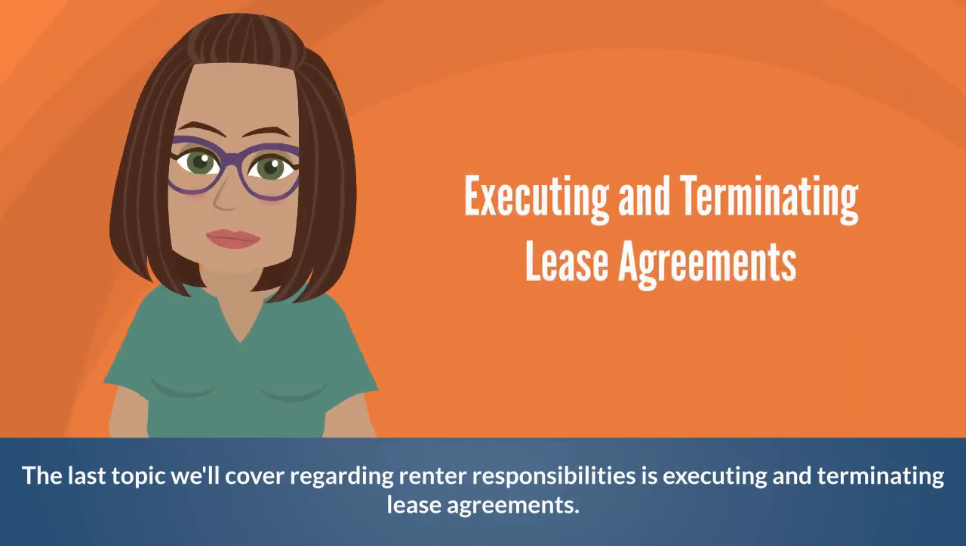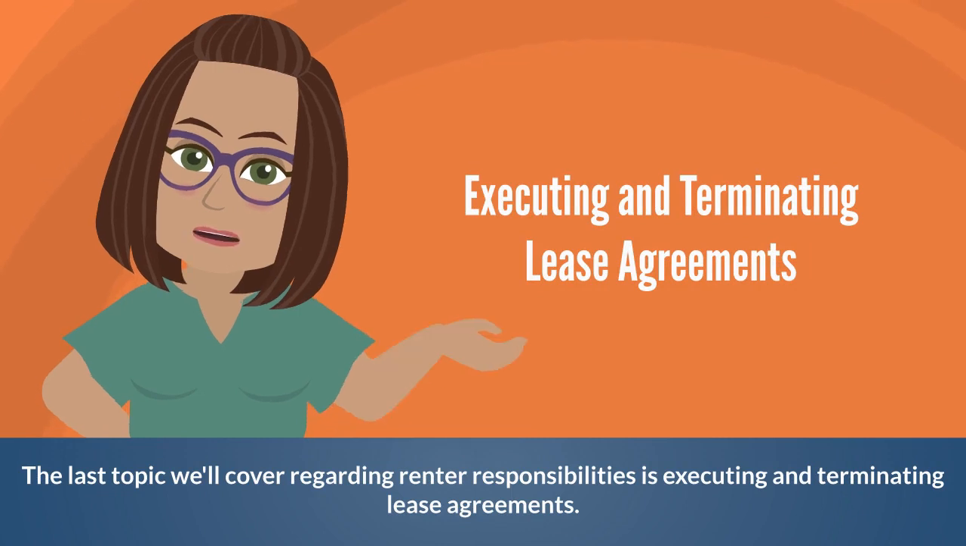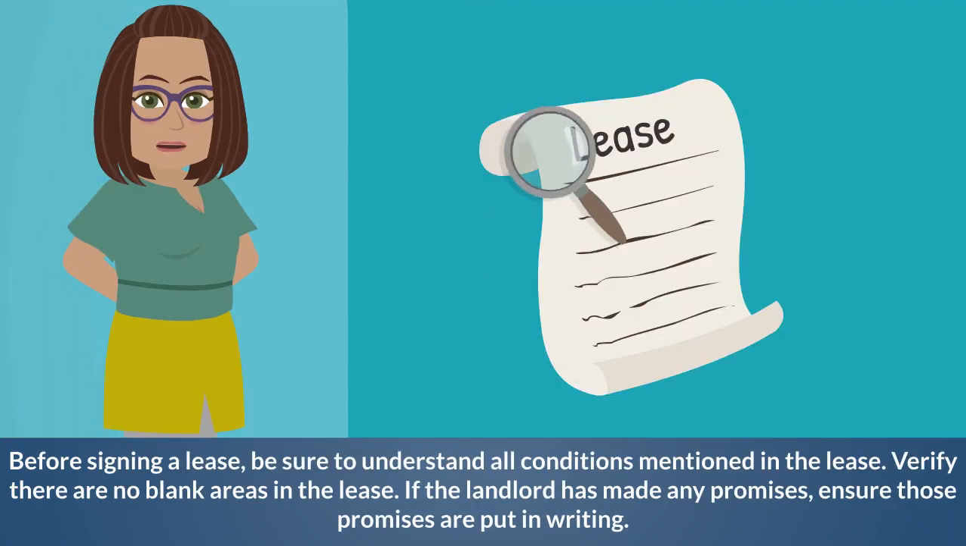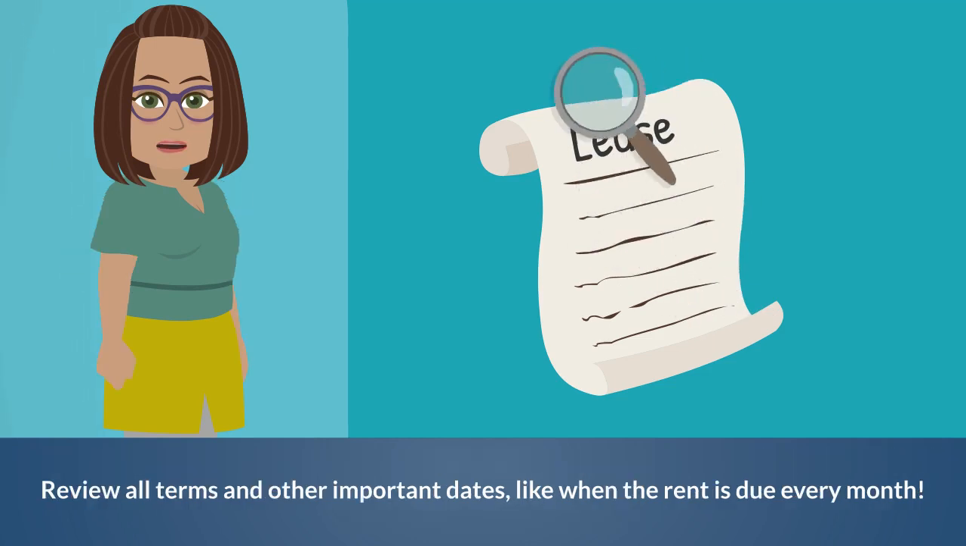The last topic we'll cover regarding renter responsibilities is executing and terminating lease agreements. Before signing a lease, be sure to understand all conditions mentioned in the lease. Verify there are no blank areas in the lease. If the landlord has made any promises, ensure those promises are put in writing. Review all terms and other important dates, like when the rent is due every month.